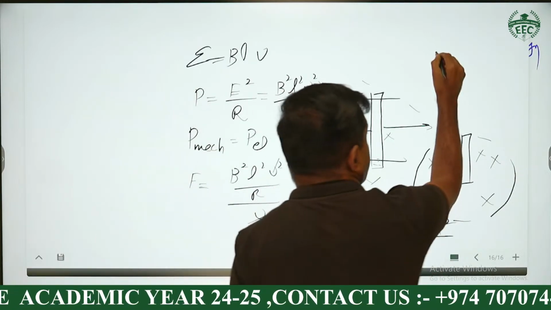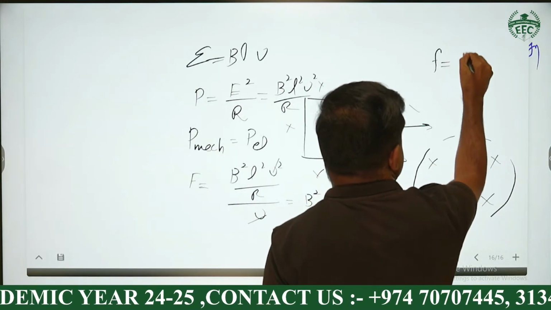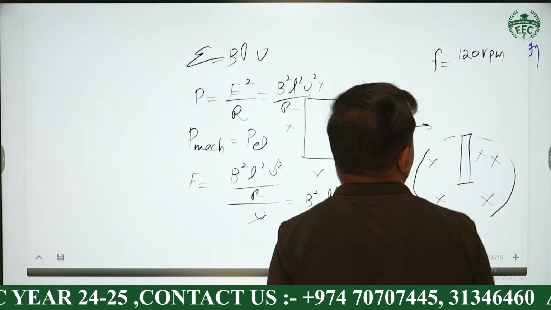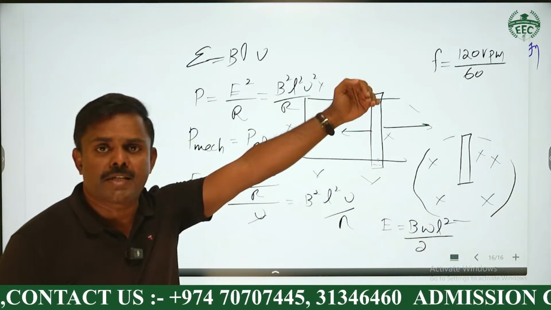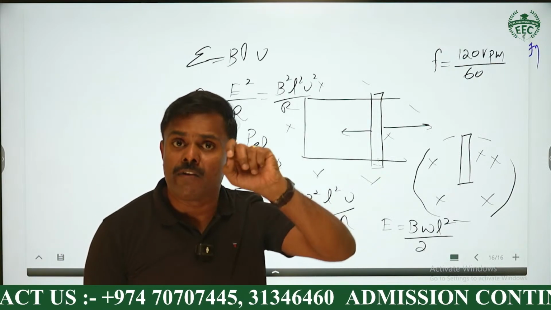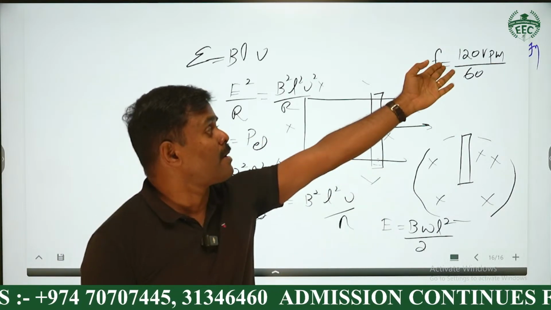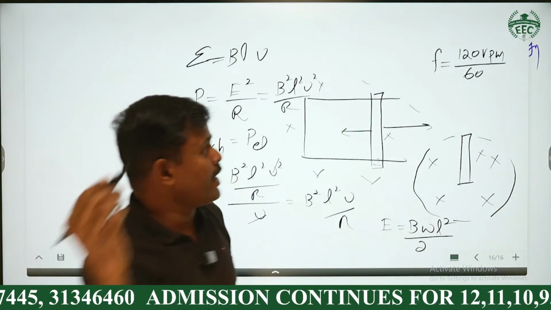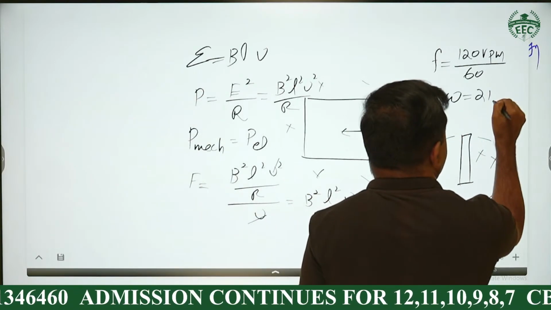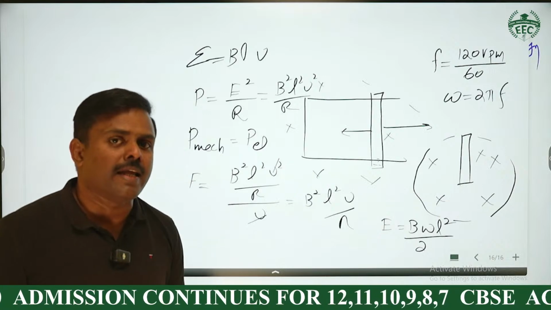How do they ask the question? They will give you the frequency. They will say 120 RPM. How do you convert to RPS? Divide that by 60. RPM stands for revolutions per minute, which has to be converted to revolutions per second. Put it in omega, put it back into this equation, and you will get the EMF.